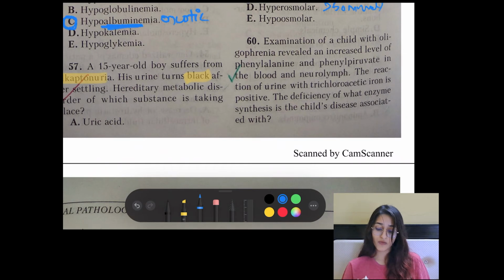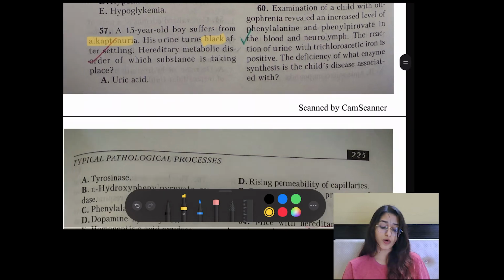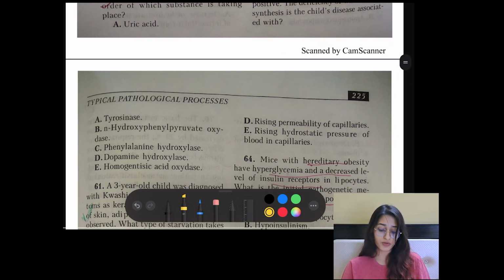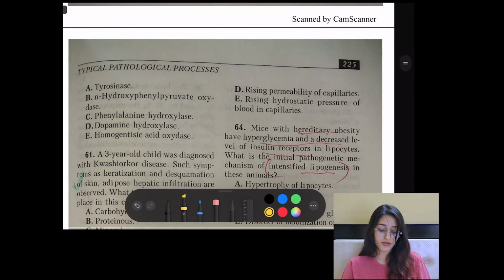Next, examination of a child with oligophrenia revealed an increased level of phenylalanine and phenylpyruvate in the blood and neurolymph. The reaction of urine with trichloroacetic acid is positive, deficiency of which enzyme? So this is again phenylketonuria, and I told you it is due to deficiency of phenylalanine hydroxylase.